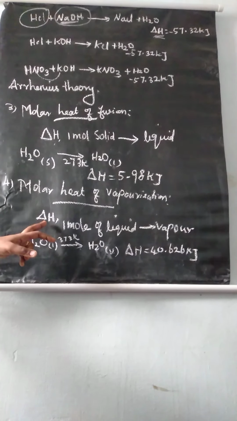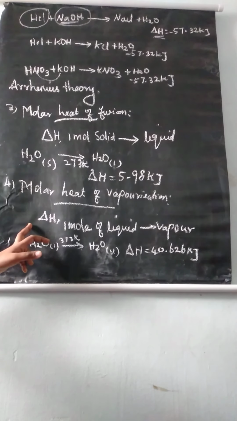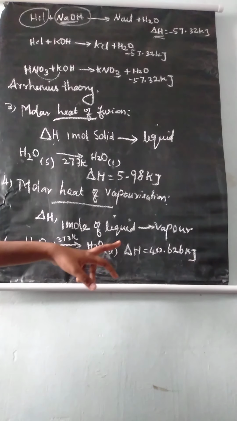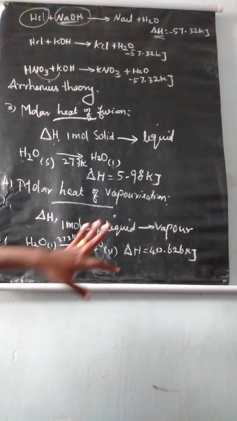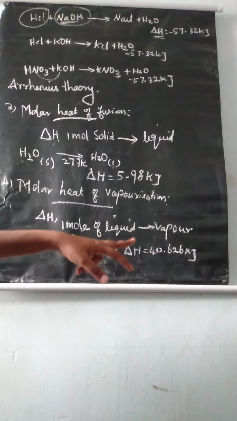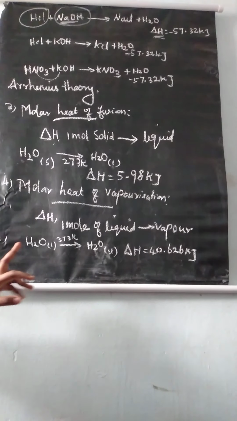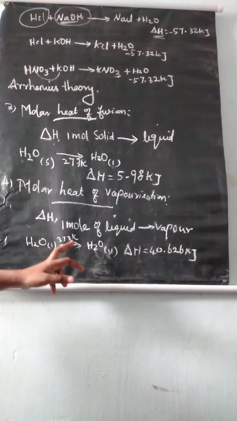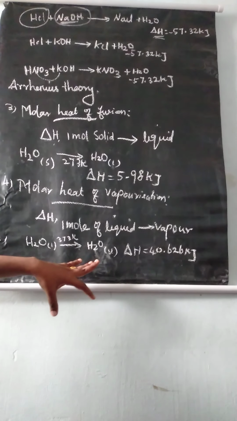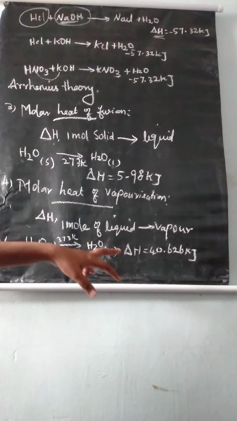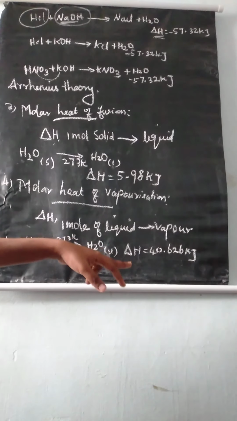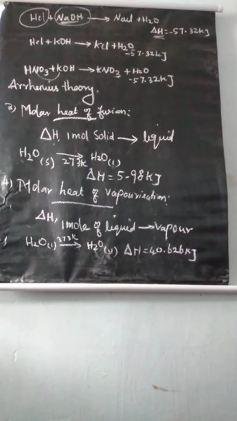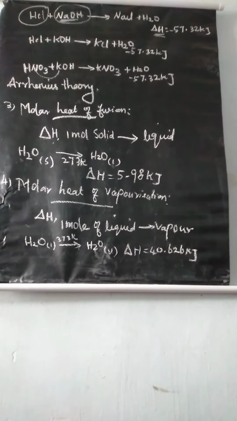So what is meant by molar heat of vaporization? Molar heat of vaporization means the change in enthalpy when 1 mole of liquid state is converted to vapor form. One simple example, liquid water at temperature 373 Kelvin forming vapor state. Then the delta H value is 40.626. Understand this topic? Any doubt?